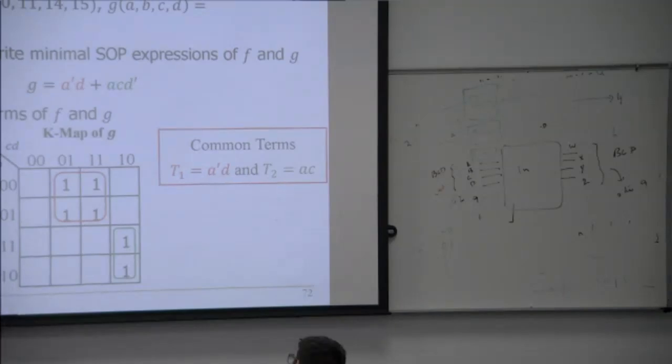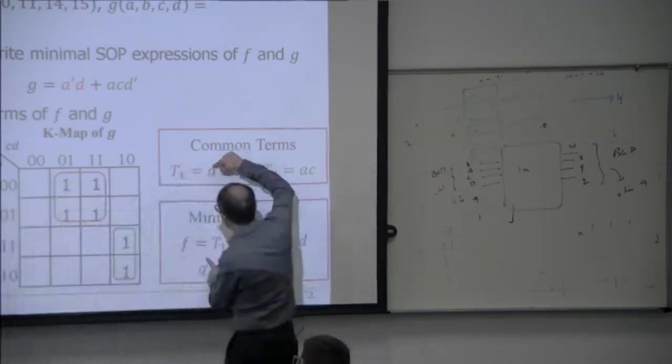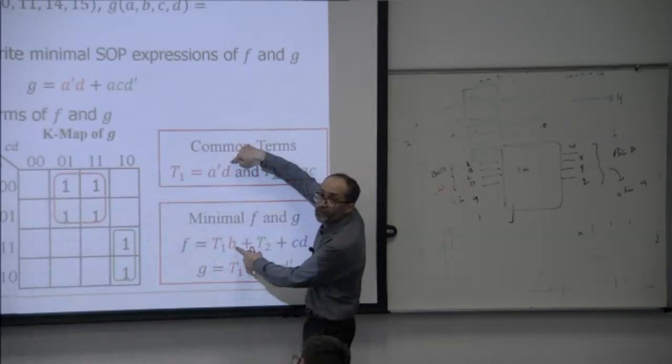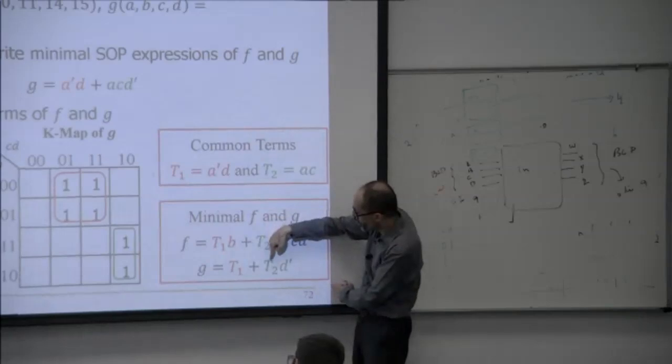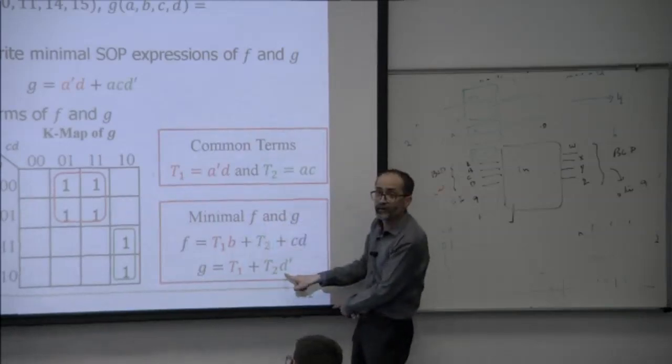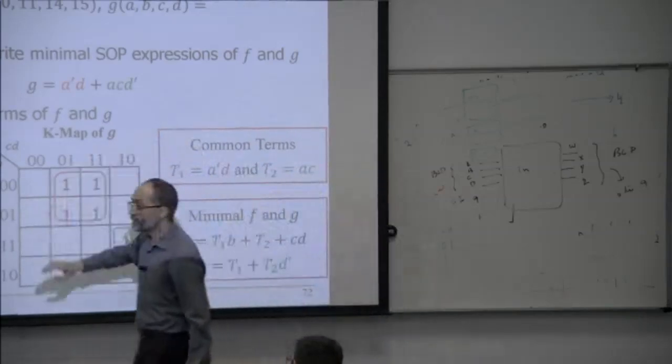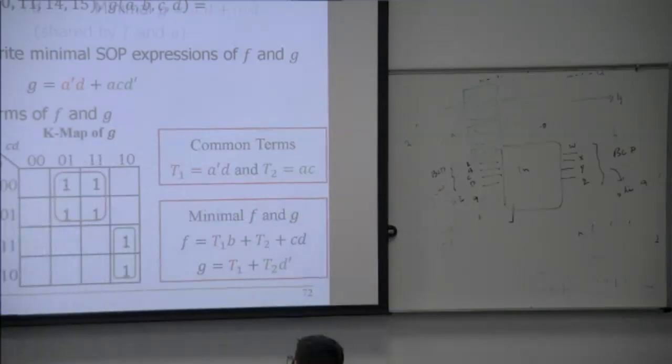Can we rewrite the expression? What is F? T1 B, where T1 is A bar D, so A bar D B. Then T2, AC. This is T2, AC. And then what is this? AC D bar. Got it? Now we extract a common term. And what is the advantage of this?